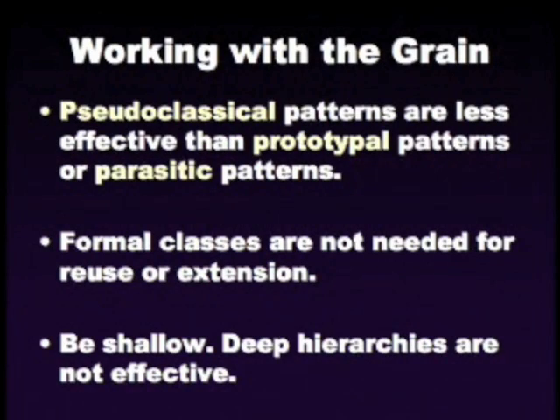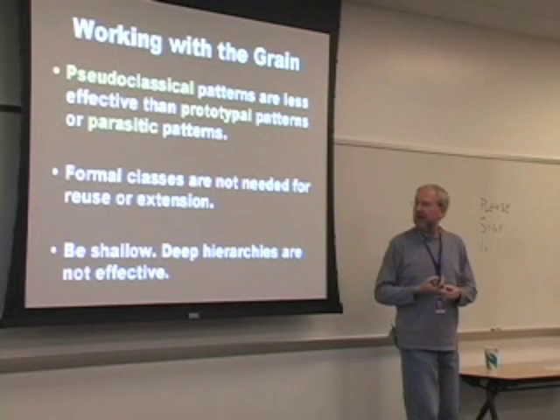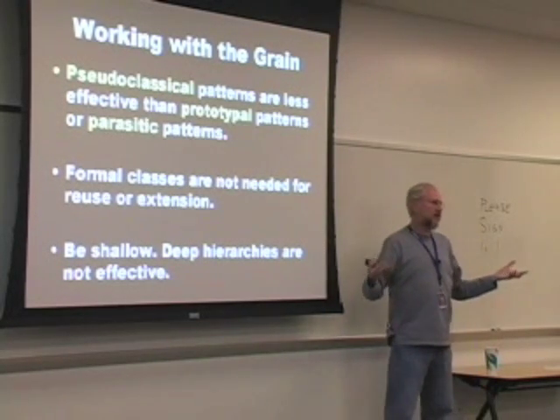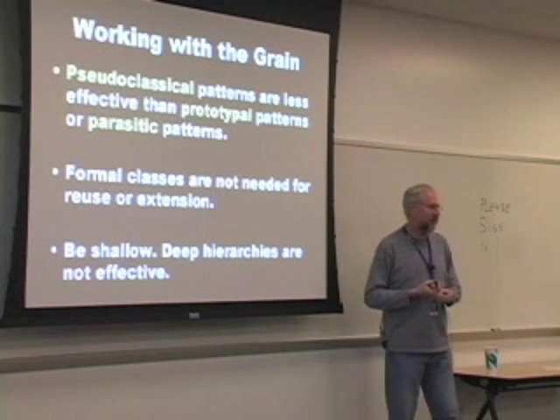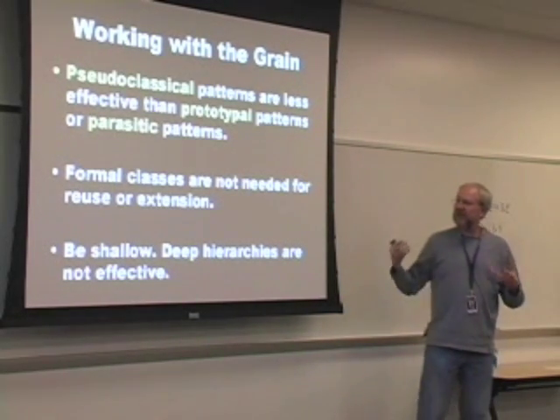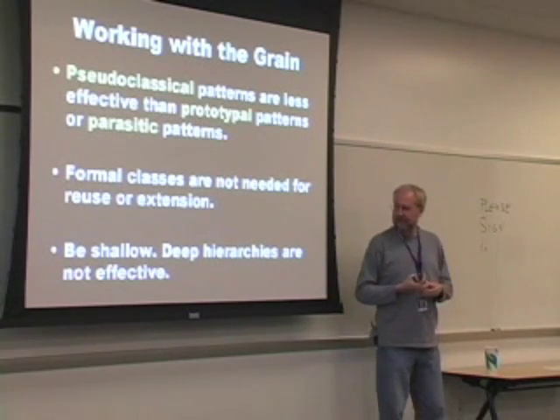So I like working with the grain, trying to discover what the language is really good at, what it really wants to be doing, and then exploring programming patterns which best exploit that. I find that the pseudoclassical pattern that was intended to be built into the language is really less effective than the prototypal patterns or the parasitic patterns. They all start with P. I don't know why that occurred, but they do. We do not need formal classes for reuse or extension.